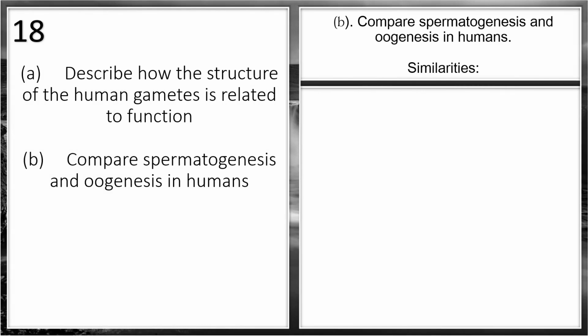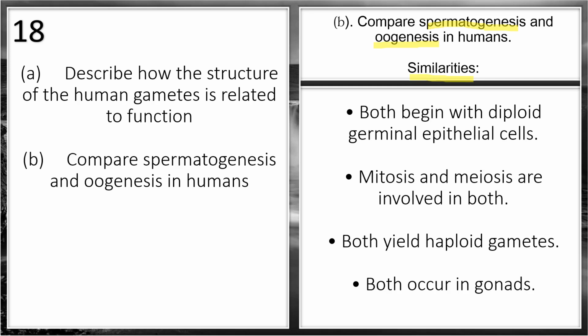Part B. Compare spermatogenesis and oogenesis. We shall start with the similarities. Both begin with the diploid germinal epithelial cell. So in spermatogenesis and the process of oogenesis, they both begin with the diploid germinal epithelial cells.